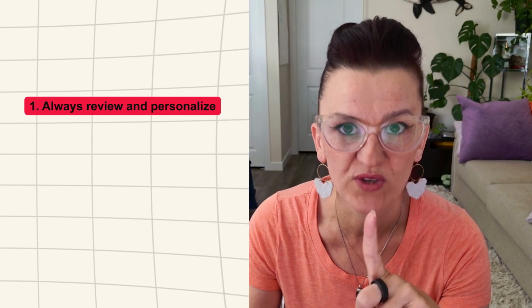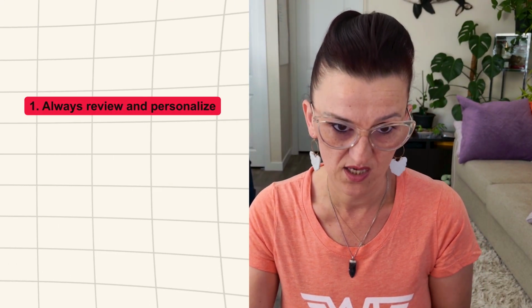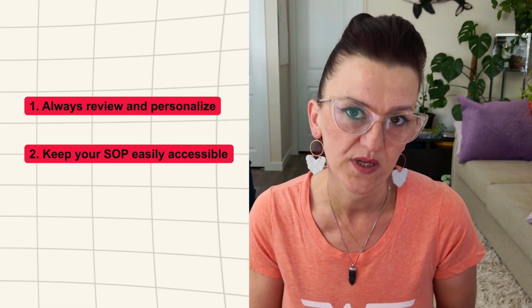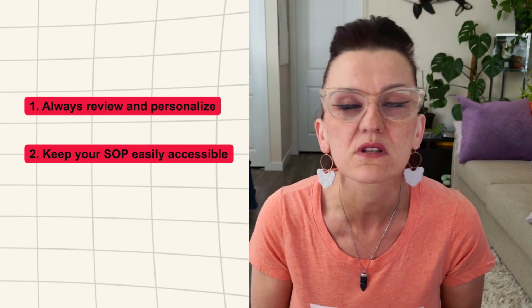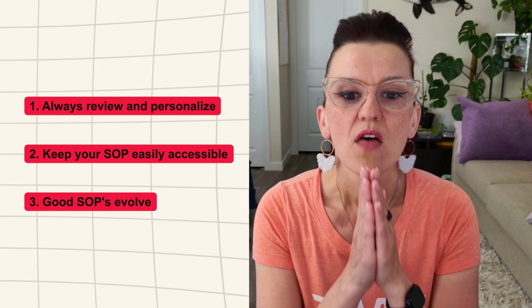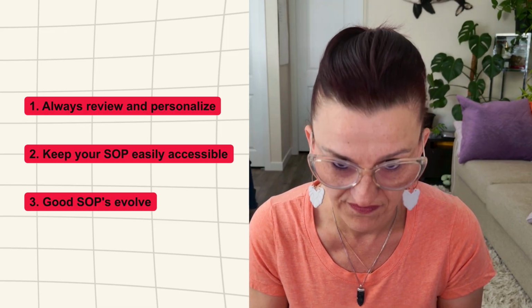Now that you've seen how I use AI to create our SOPs, let me share 3 quick tips that make this process even more effective. First, always review and personalize what AI creates. It's a tool, not a replacement for your expertise. Second, keep your SOPs in a central location within ClickUp where your team can easily access them. And third, remember that good SOPs evolve. Set a reminder to review them quarterly, and don't do what I do and say 5 times, I should be updating this SOP.